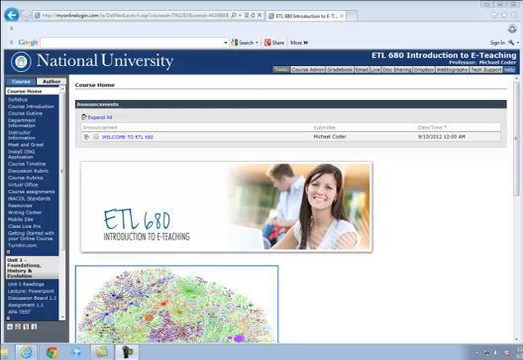The first thing that I'd like to point out is the left-hand column over here with the syllabus, the course introduction, the course outline, department information, instructor information. All these are pretty normal. And then we have meet and greet.